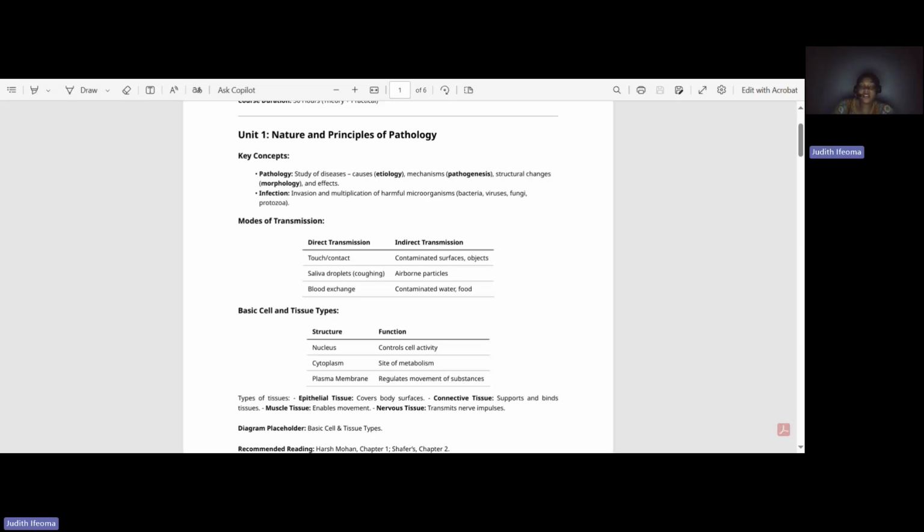So what physical changes are visible? Is it swollen gum? That's the morphology. And the last one, which is the effect, is what symptoms the patient feels. Does this patient feel bleeding, pain? Do you get it? I think you're understanding it clearer this time around. So let's talk about infection.